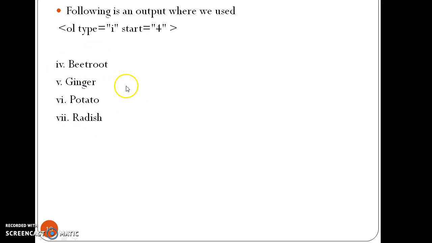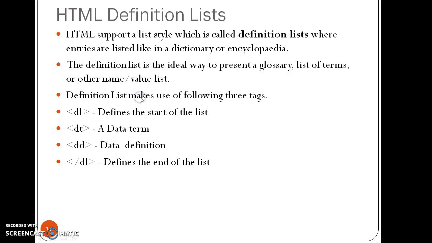Now let's see the example so that we can better understand. The type is a small Roman letter i. Start, we are giving the value as 4. So your list of items are listed with this small Roman letter, 4, 5, 6 and so on. This is the case with the start attribute.